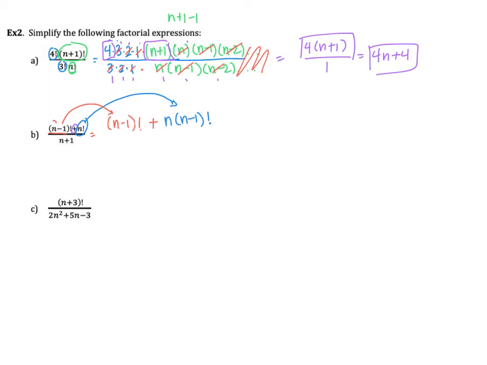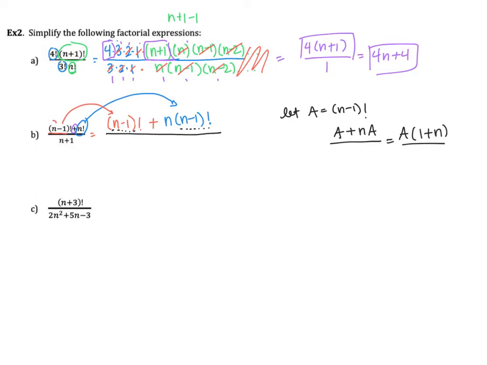Well, we have an interesting situation here. If we let a equal n minus 1 factorial, then in our numerator we would have a plus n times a. This would be an a, n minus 1 factorial is an a, so we'd have a plus n times a, which means we could factor out that a and get 1 plus n.